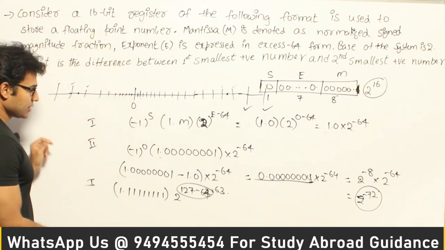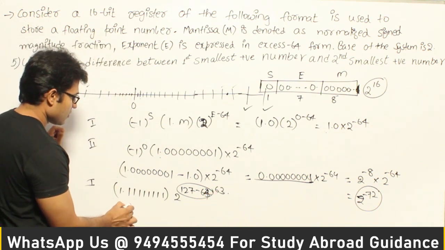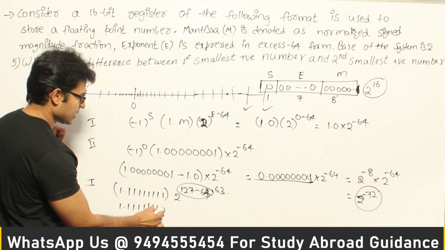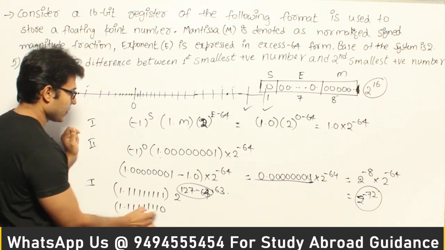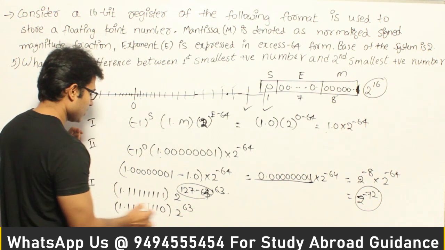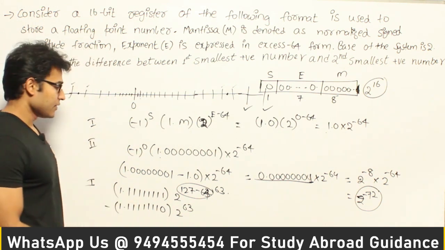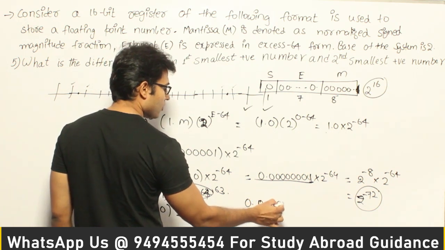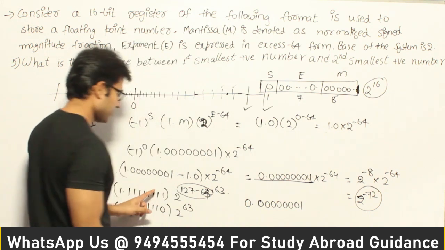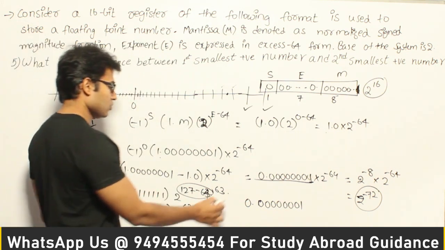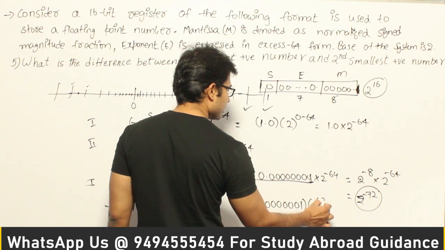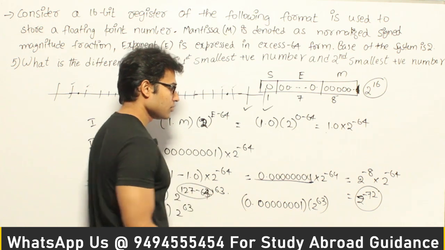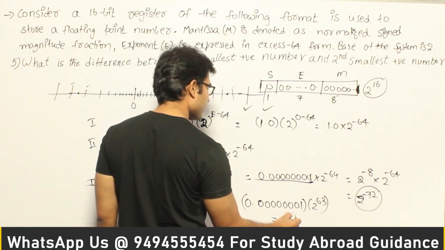Alright, and what about the second highest one? 1.11112345667 is the second highest number, into 2 power 63. Now if I find the difference, it is going to be 0.12345678 into 2 power 63, right? So this is nothing but 2 power minus 8 times 2 power 63, which is going to be 2 power 55, right?